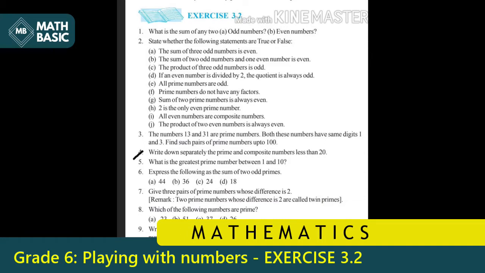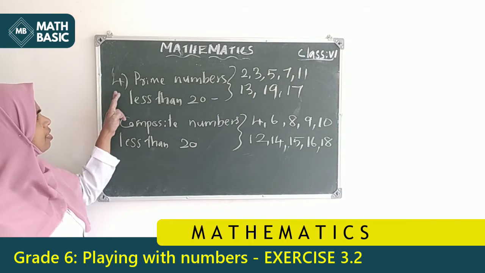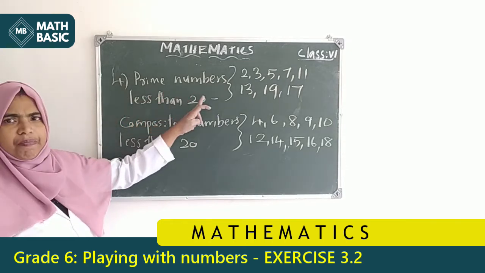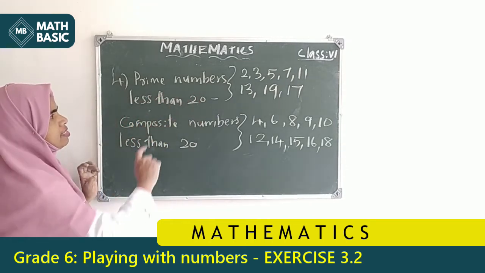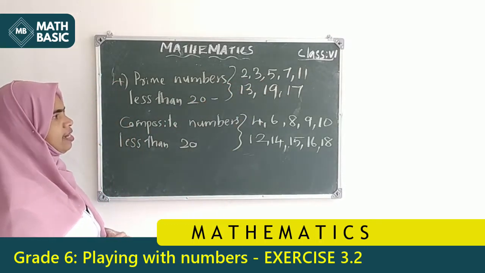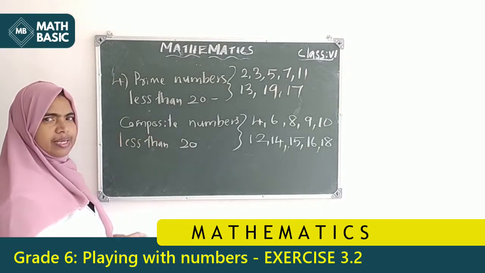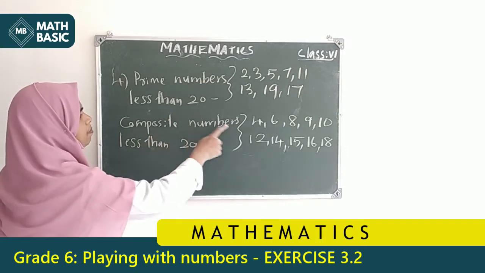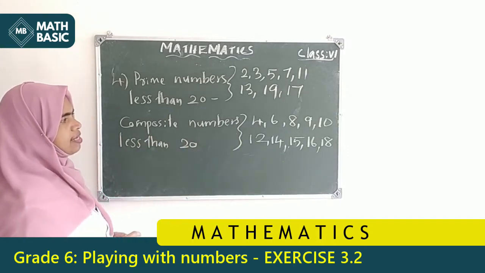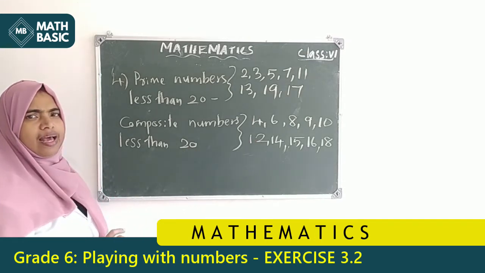Number 4. Write down separately the prime and composite numbers less than 20. The answer is given here. Prime numbers less than 20 are 2, 3, 5, 7, 11, 13, 17 and 19. Composite numbers less than 20 are 4, 6, 8, 9, 10, 12, 14, 15, 16 and 18.